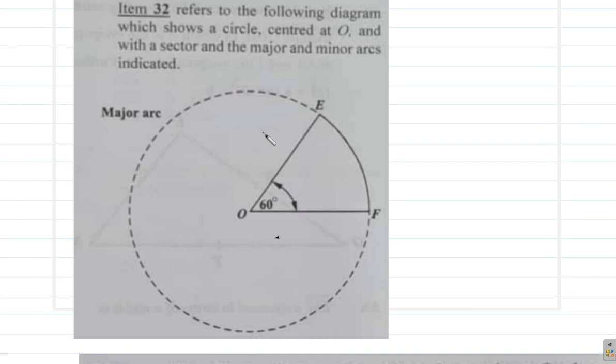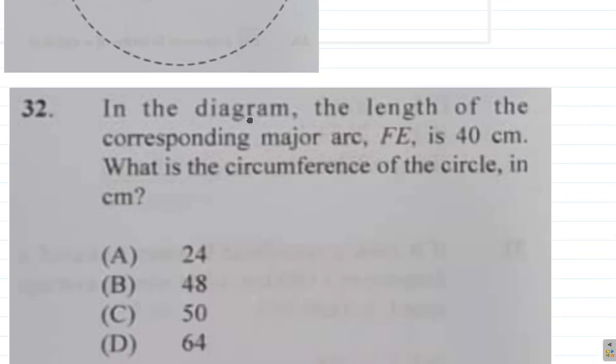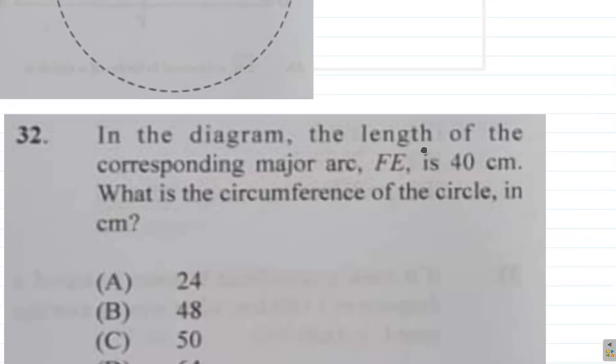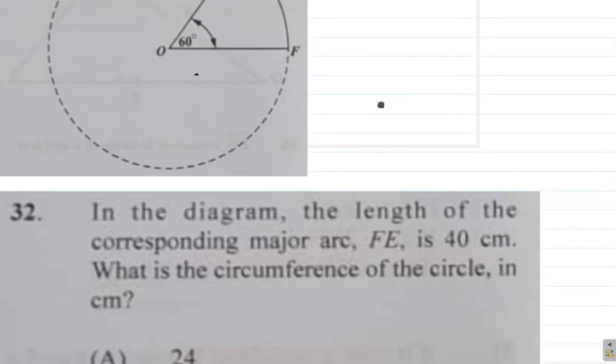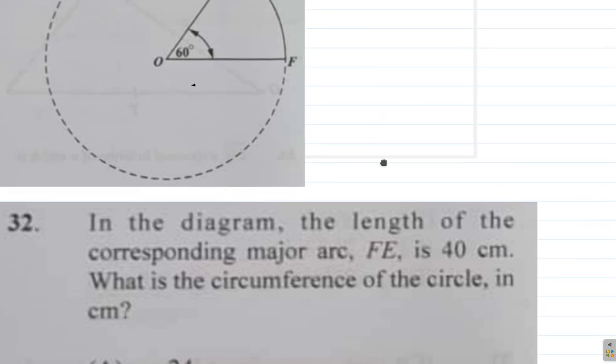So remember, the major arc would be this arc here, part of the circumference. That's a bigger arc, and then the minor arc is a smaller arc, the other part of the circumference. The question says in the diagram, the length of the corresponding major arc FE is 40 centimeters.